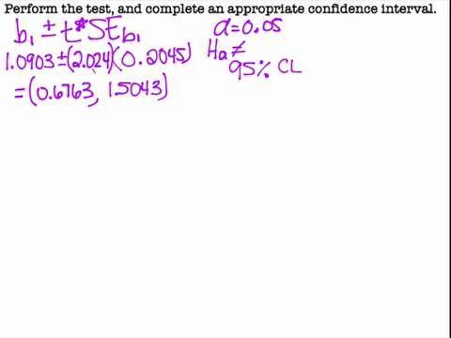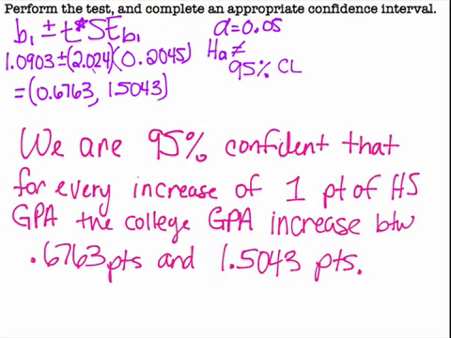Now I can add all the values and then subtract. So you might actually have to calculate these because I don't believe that was given to you in your computer output. So multiply, then add it, and then subtract. All right, and we say that we are 95% confident that for every increase of 1 point of high school GPA, the college GPA increases between 0.6763 points and 1.5043 points.